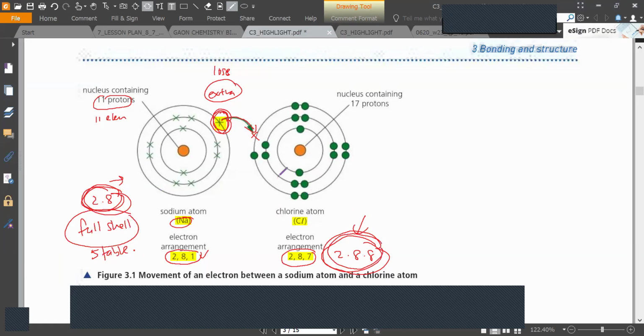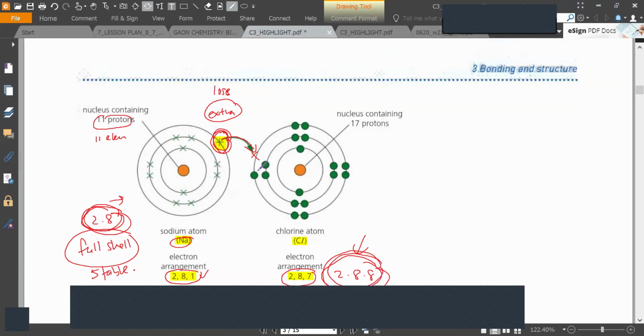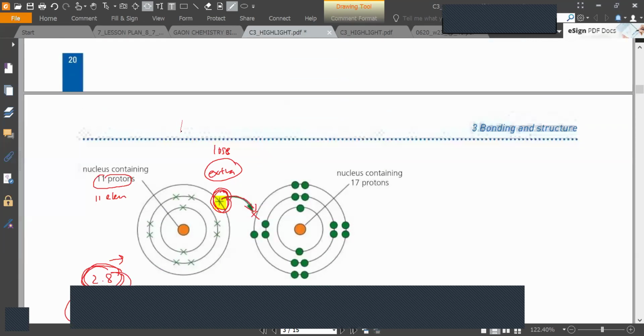Okay. Yeah, so this is what they will do. So that's why sodium, the charge is always +1. Always. It only loses 1 electron. Chlorine, the charge is always -1. It will not be chlorine -2, -3. No. Okay. Always -1.